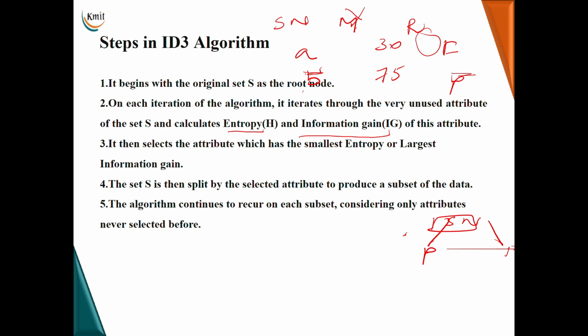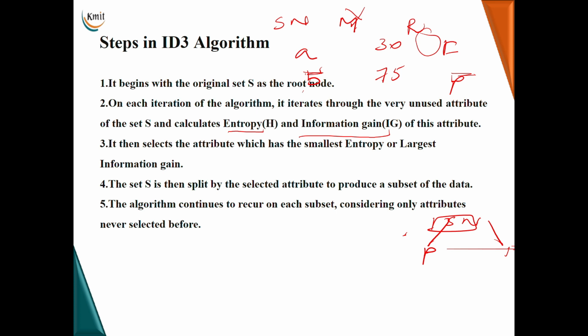Two things: one, entropy, and the other, the information gain attributes. Based upon this only, I am going to solve my decision tree induction problem. Then select the attributes with the smallest entropy or largest information gain. Next, the set S is split by the selected attribute to produce subsets.